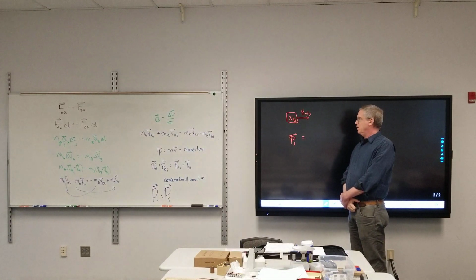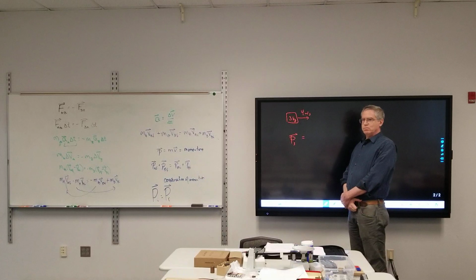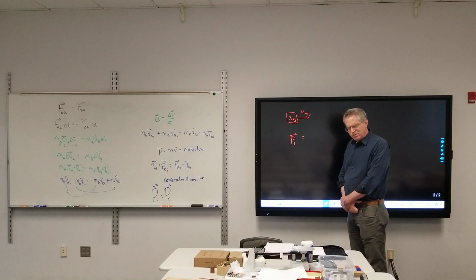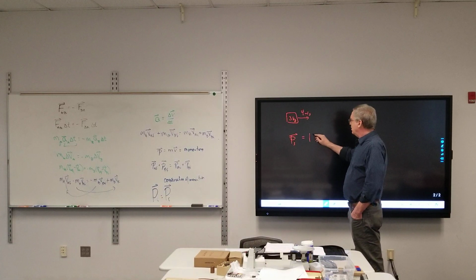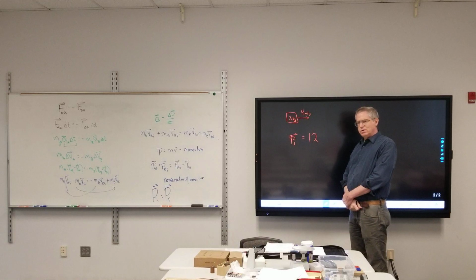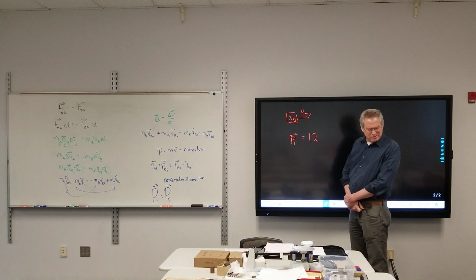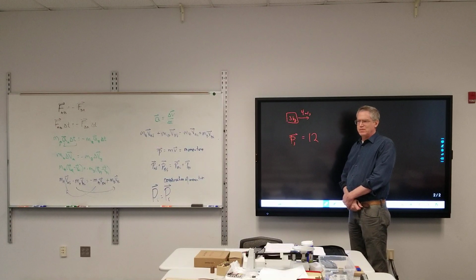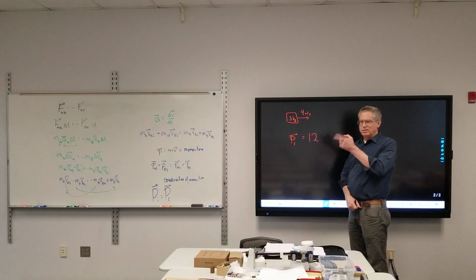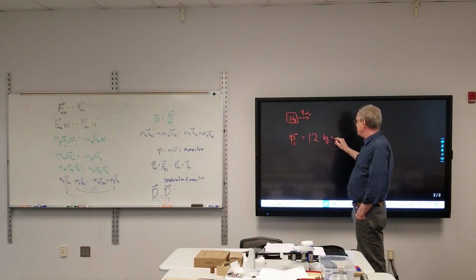What is the momentum of this mass? 3 times 4, since that's mass times velocity. So it's going to be 12, and then some units. What are the units? Kilograms, meters, per second. It's the kilogram meter per second.